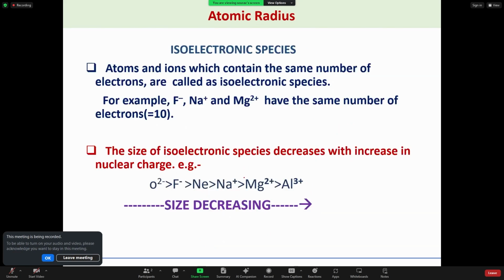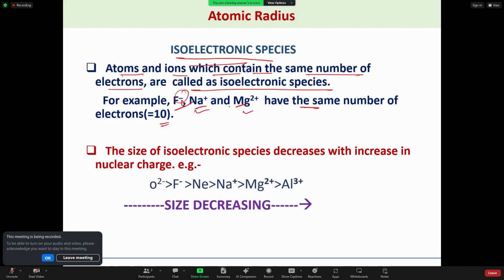With that concept, we can also see isoelectronic species. Atoms and ions which contain the same number of electrons are called isoelectronic species. Like fluorine, sodium, magnesium: one has a negative charge, one has a positive charge. Here, these are actually isoelectronic. Fluorine minus, sodium plus, magnesium plus all have the same number of electrons, which is 10.